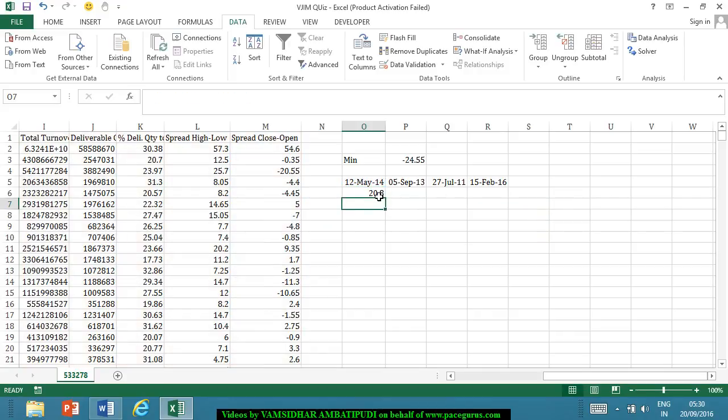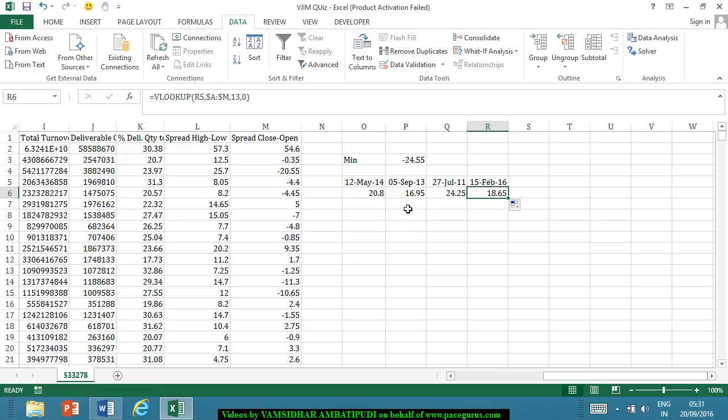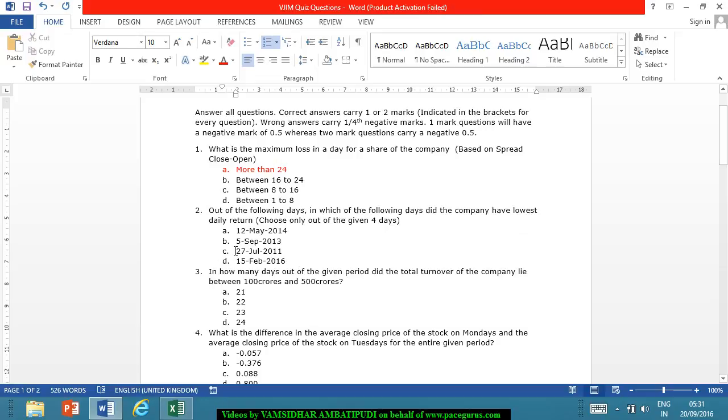So I'm getting that on 12th May the return is 20.8, and I will drag it across: this is 16.95, on 27th July it is 24.25, and on 15th February it is 18.65. So the question is on which of the following days did the company have the lowest daily return? The lowest is coming out on 5th September 13. So I'll be marking this as my answer.